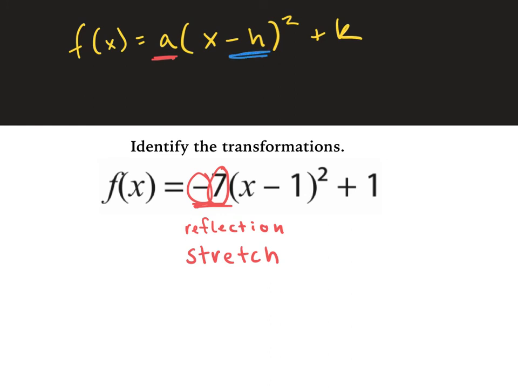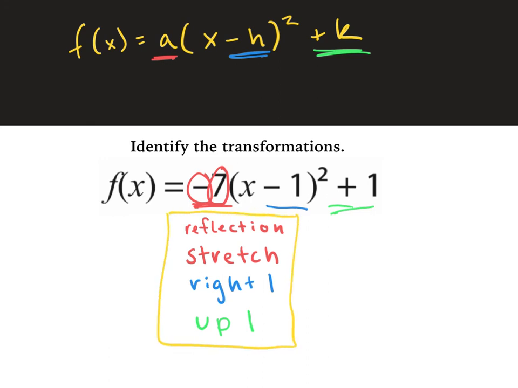Next, we move on to our h. We have a -1 on the inside. So what does this tell us? Awesome, that we go to the right one. And then we have a plus k. What does this +1 on the outside tell us? Awesome, up 1. So these are 4 transformations that are happening here. This is our answer.